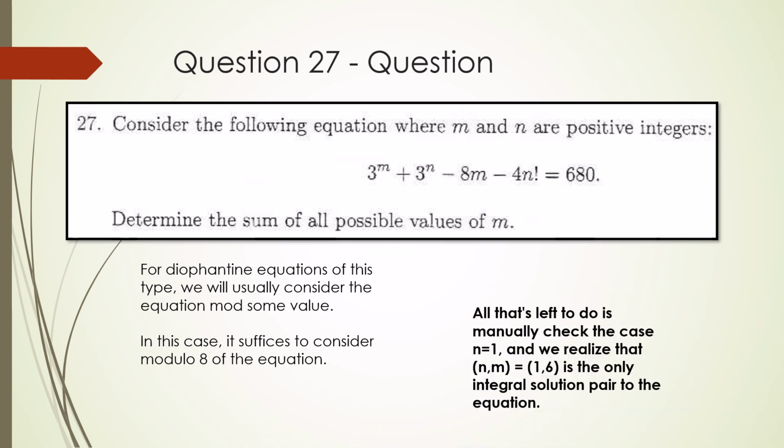Then we can manually consider n equals 1. And manually considering a particular case isn't so difficult. So when you manually consider it, you realize that there's only one solution. n is 1 and m is 6. You just get that by manually checking. You plug n equal to 1 over there, rearranging and finding out if there's any integer values of m. So after checking all that, you realize that this is the only integer solution pair to the equation, and since 6 is the only possible value of m, that's the sum of all possible values of m.